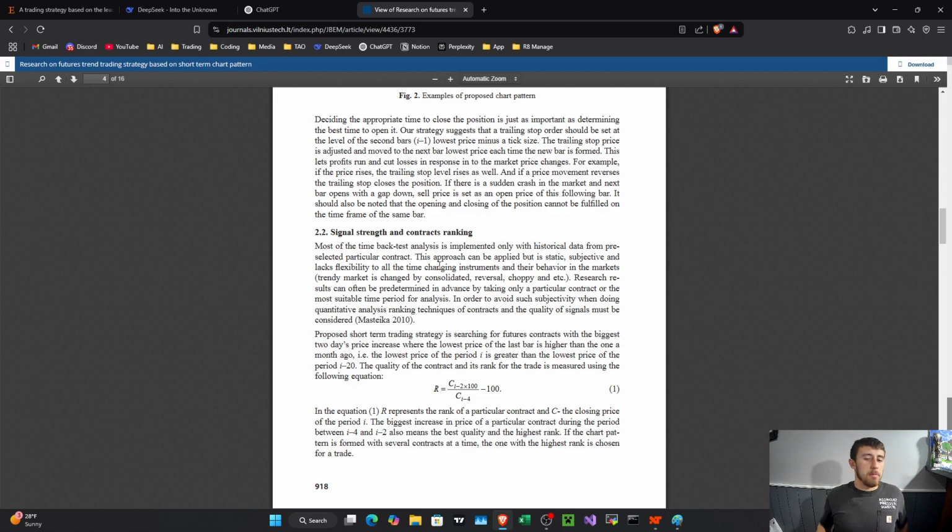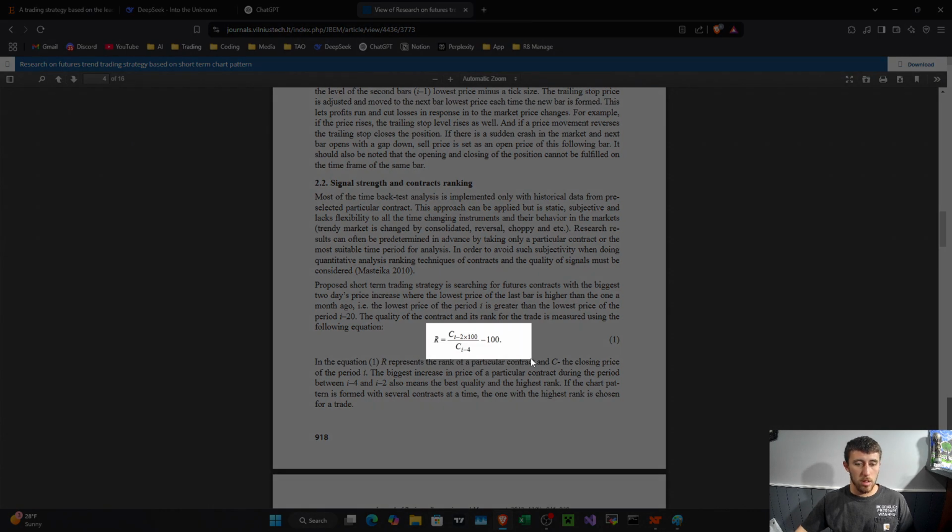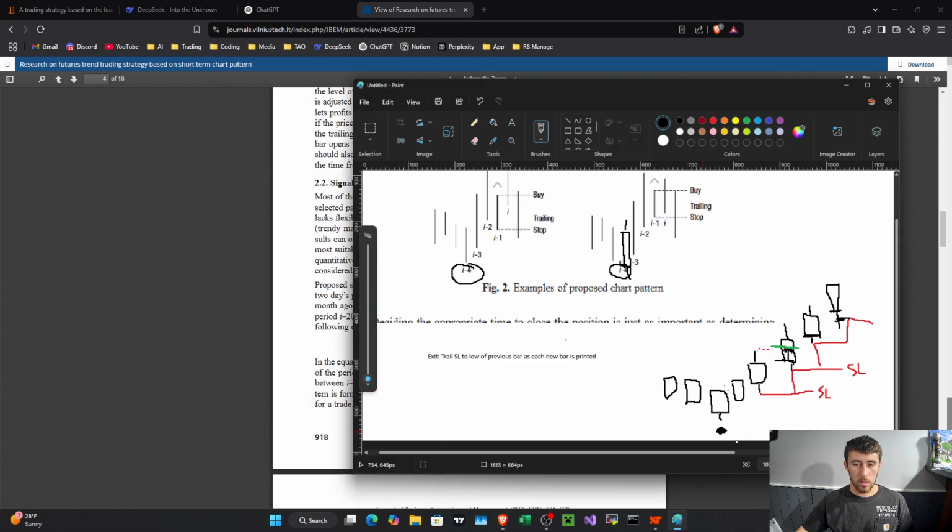Okay, so what it's saying is many contracts, instruments, can have a signal at the same time. So this is how they rank the strength of the signal. This is actually something I've never thought about, and I like it. So what we're going to do is this is what it does.